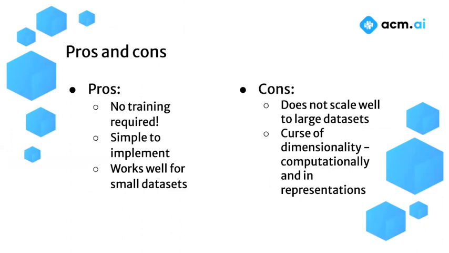Now, here are the cons. It does not scale well to large data sets, right? If you have too much data, it becomes a lot harder to find those boundaries that KNNs start to try and look for. The other thing is the curse of dimensionality, and it computationally gets very, very expensive.